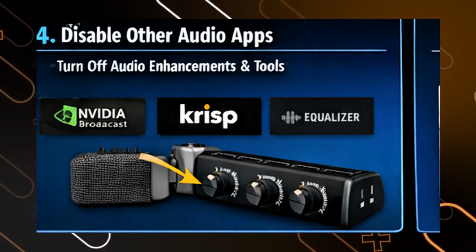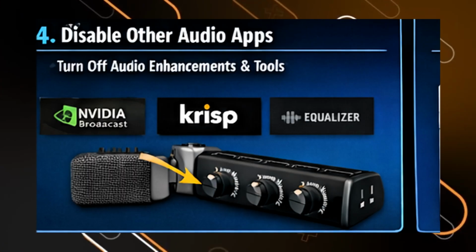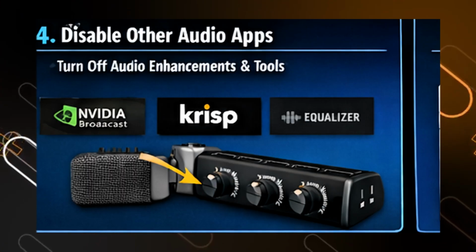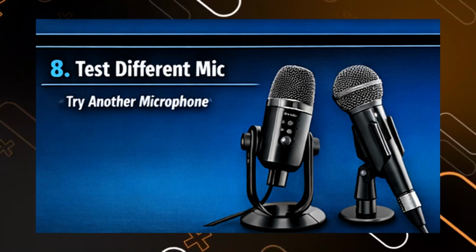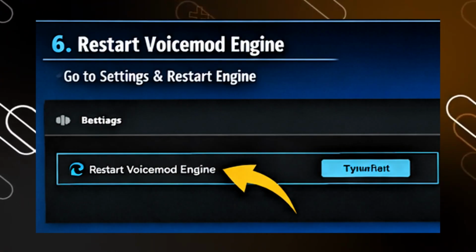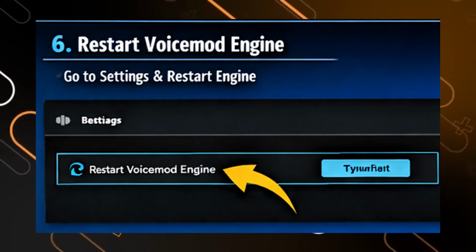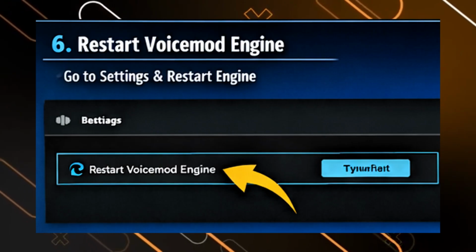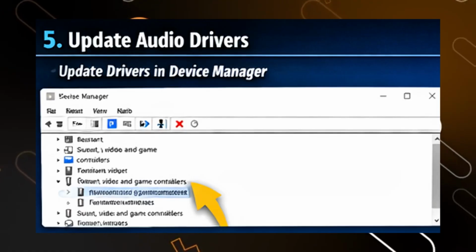If Voicemod worked before but suddenly stopped, a Windows update likely reset your default audio devices. Reselect your mic and speakers inside Voicemod, then restart the Voicemod engine from the settings panel instead of reinstalling the entire app. If none of that works, then you're likely dealing with driver or version issues.